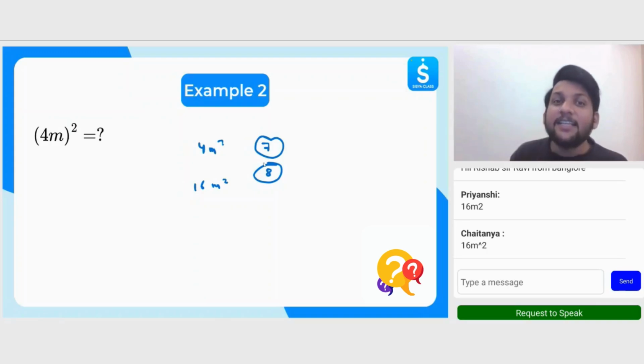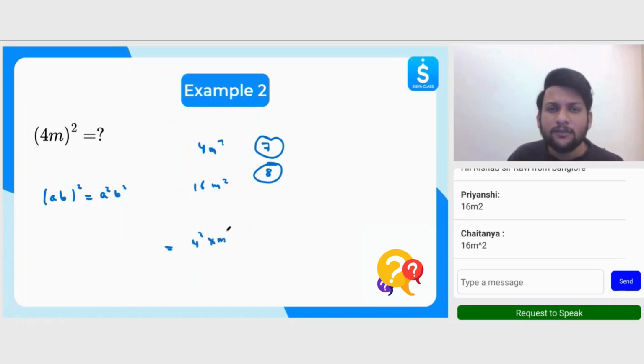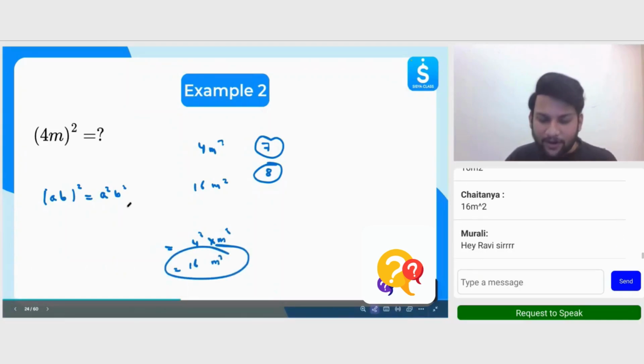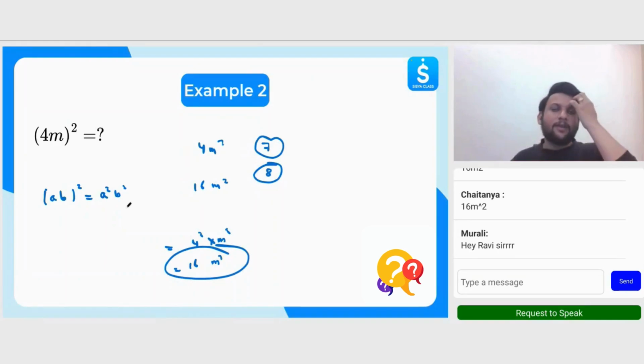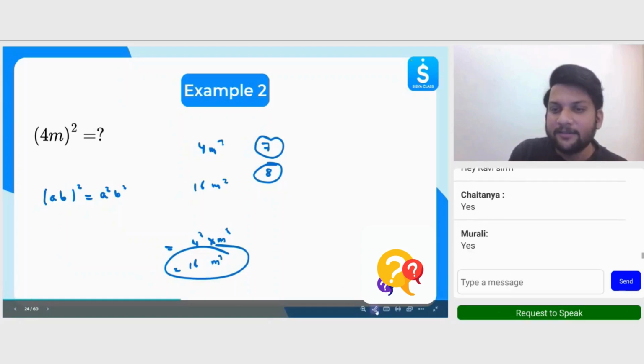Amazing. See, that is why we have to understand this very, very carefully. Whenever we have (ab) whole square, we are going to do a square and b square. In this case, we had (4m) whole square. So we have to do 4 square times m square. What is 4 square? 16. What is m square? m square. So we have our answer 16m square. Clear? Is it clear? Great. Yes, Chaitanya. Okay. All right.